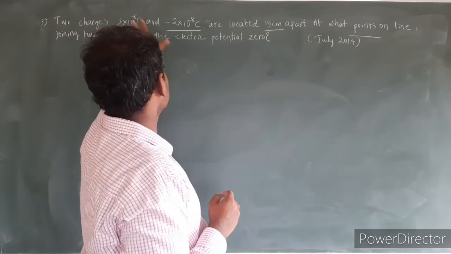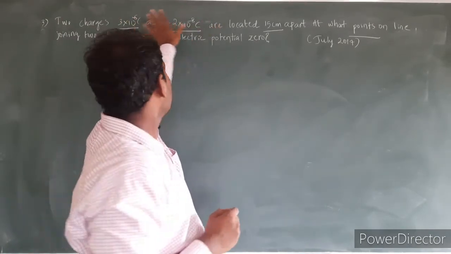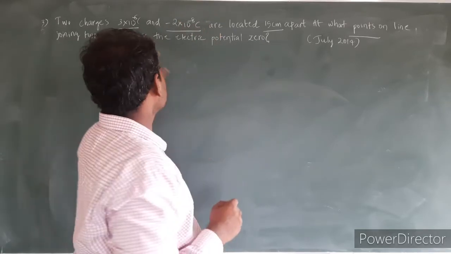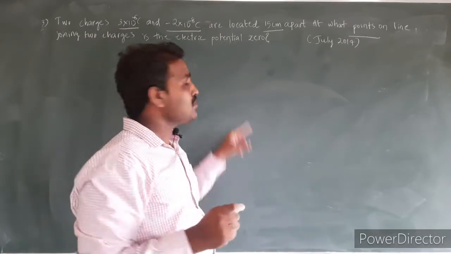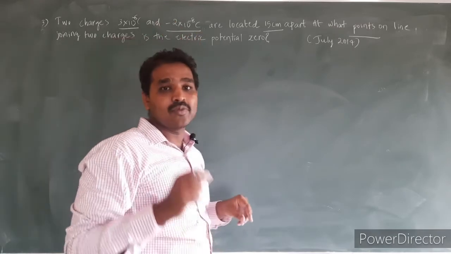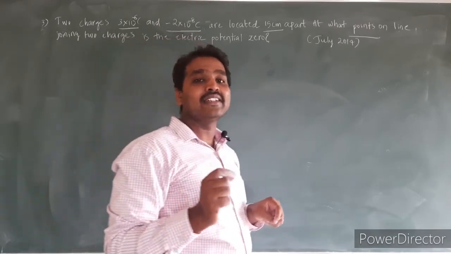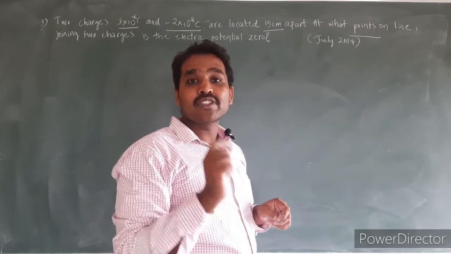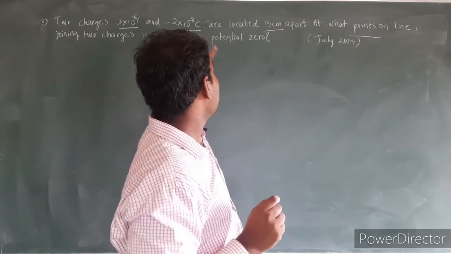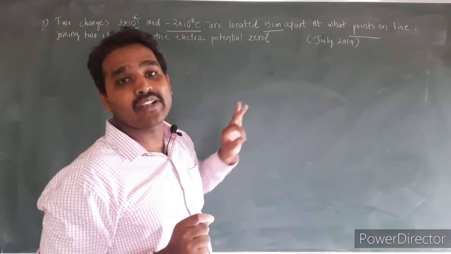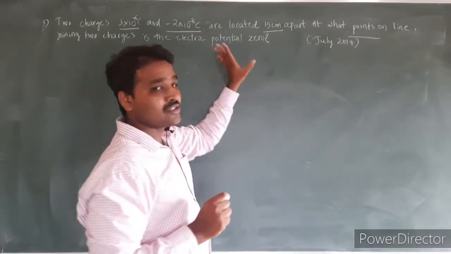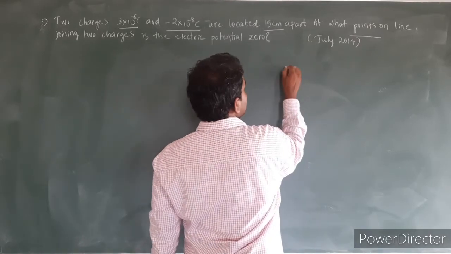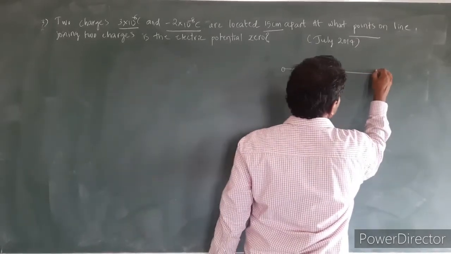Okay, observe here we have two source charges. One charge is positive, another charge is negative. The potential because of the first charge will be positive, the potential because of the second charge will be negative, so that the net potential will be equal to 0. But the position at which the net potential is zero depends on what point we are considering with respect to these two charges.